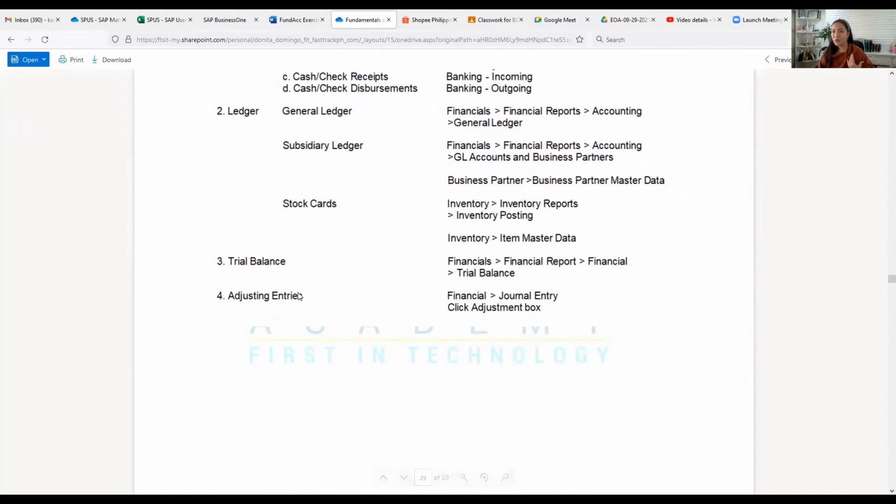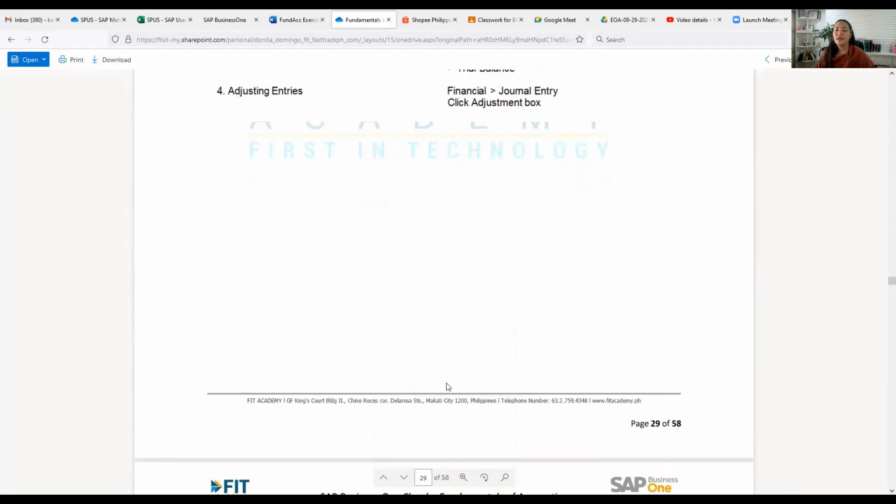Then we'll have the trial balance. I already explained to you what a trial balance is. It's a list of all the accounts, the debits and credits of your business. If you want to see that, you click financials, financial reports, then trial balance. Then you can see it. Then we have adjusting entries. Again, you click financials, journal entry, then you click the adjustment box.